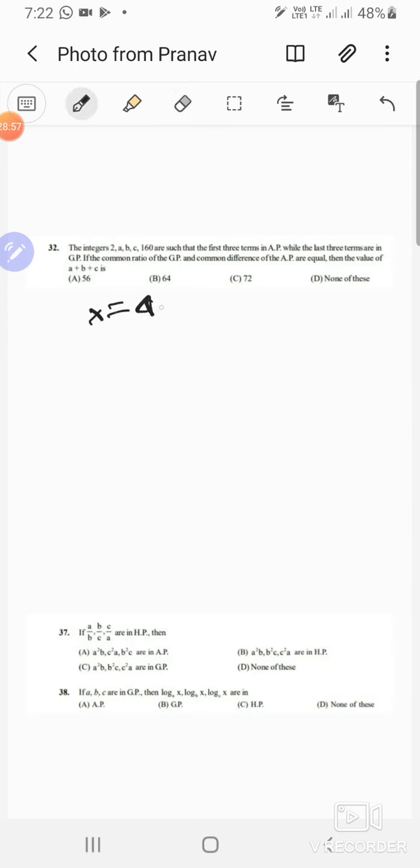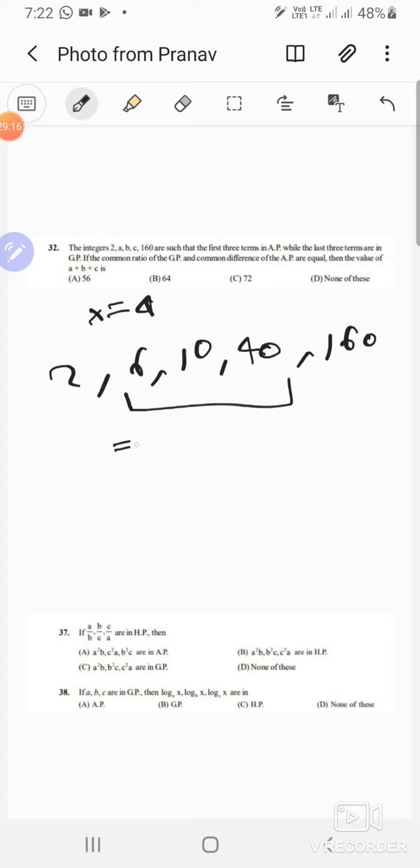So x equals 4, so you have 2, then you have 6, and then you have 6 plus 4, which is going to be 10. Then you multiply by 4, so that gives me 40, and then you multiply this by 4 once again, so that gives me 160. That was nice. So what do we have to find? The value of a plus b plus c, which is the sum of these three terms. That's going to be 56. Easy.